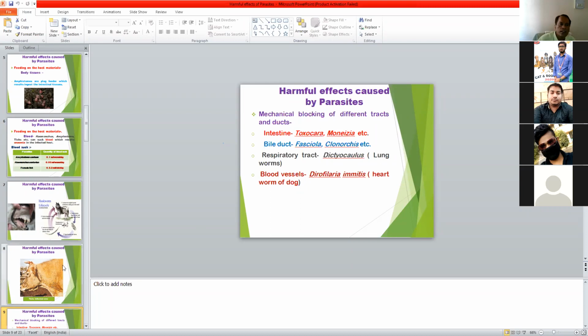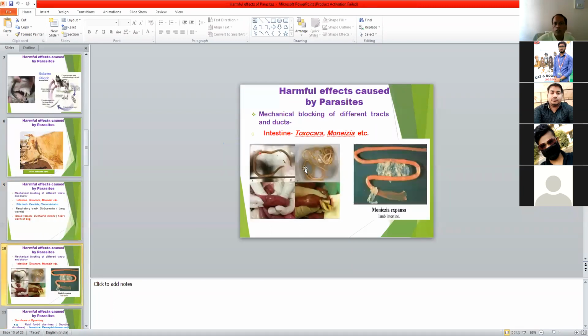Toxocara is a nematodal parasite commonly found in calves, buffalo calves, and cattle calves. This is found in the small intestine of the calf. So this causes mechanical obstruction, mechanical blocking of the intestine, and sometimes a large number of parasites cause obstruction and blocking of the intestine, ultimately rupture of the intestine, which causes death of the infected calf.